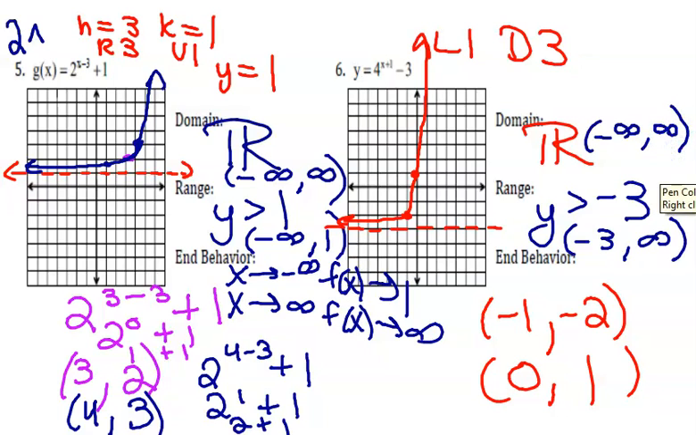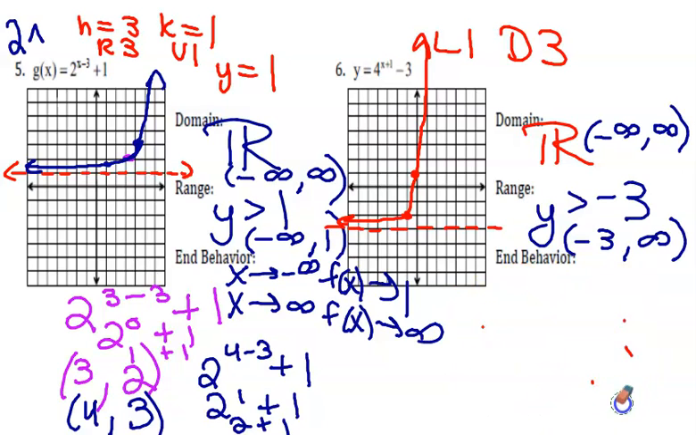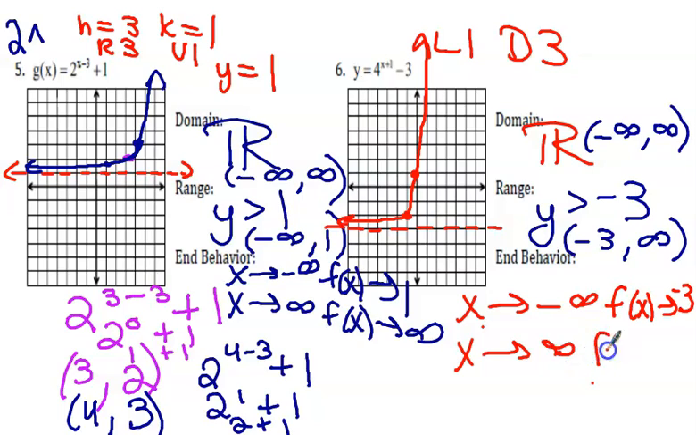Okay, and behavior, what is happening? Let's look at that. Again, plotting some points, you guys can plug those in and practice, plugging in your calculator, practicing that way also. So as x is approaching -infinity, what's happening to f of x? Well, as it's approaching here, y is approaching -3. As x is approaching infinity, what's happening to f of x?